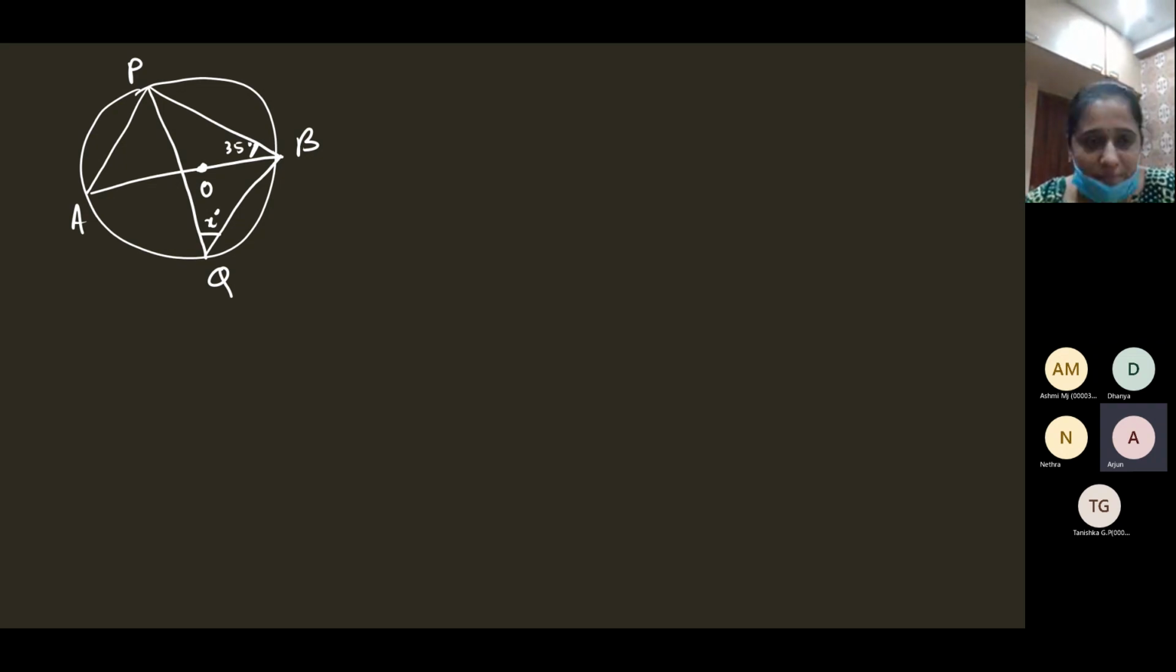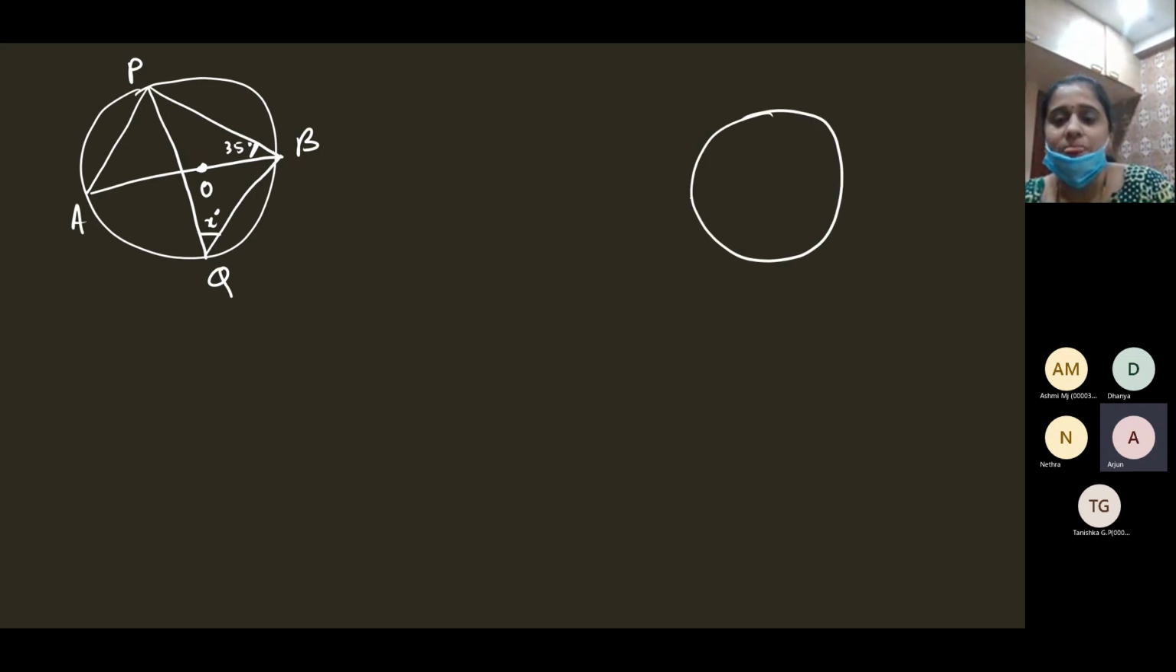The chord AB passes through the center O, so AB is a diameter. Chord PQ does not pass through O, so PQ is a chord. It's not a diameter. So whenever you have a diameter, you should think of the theorem, angle in a semicircle is a right angle.